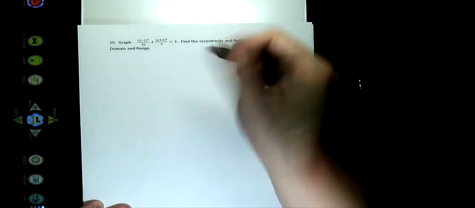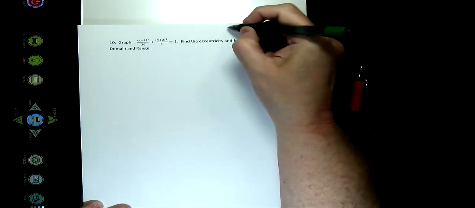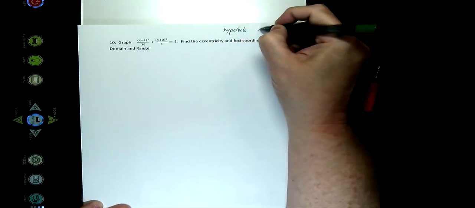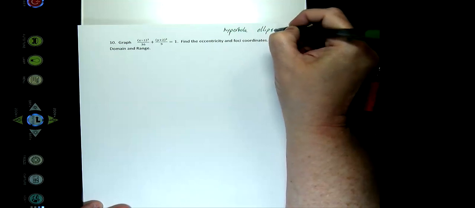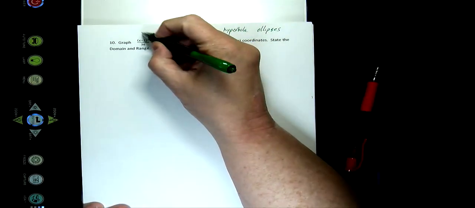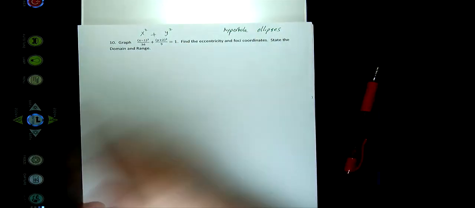For this, when we have eccentricity and foci, this was either a hyperbola or an ellipse. Don't let the fact that we already did the hyperbola one automatically eliminate it. We should just check. This is an ellipse, why? There's a plus sign here, and this is squared, and this is squared. So yes, this is definitely going to be an ellipse.